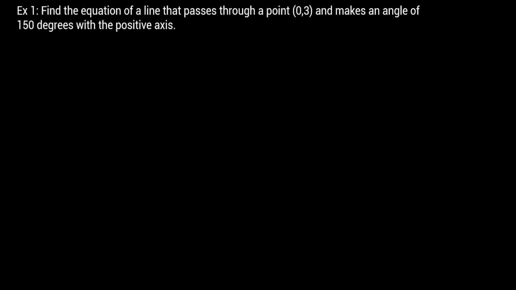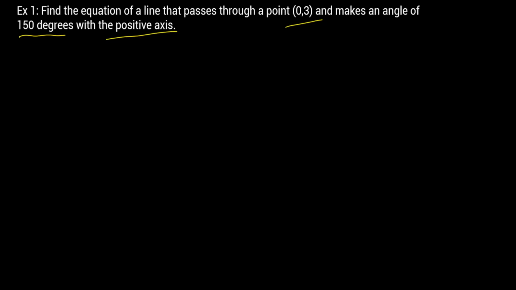Example 1. Find the equation of a line that passes through the point (0, 3) and makes an angle of 150 degrees with the positive x-axis. So, before you start, you ask yourself, what is it that you're given for you to be able to find the equation of a line?